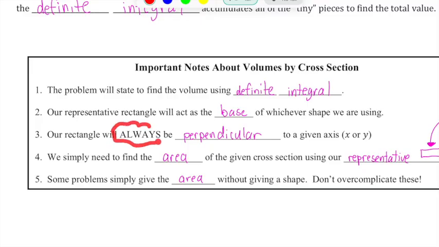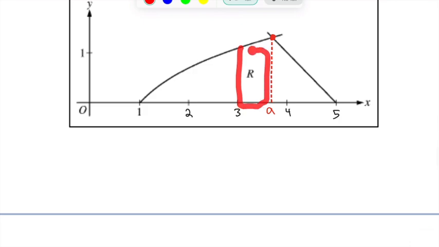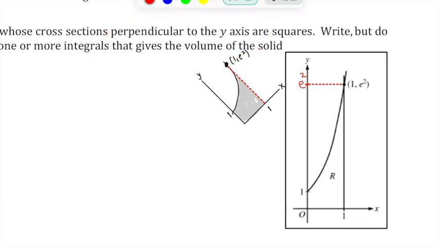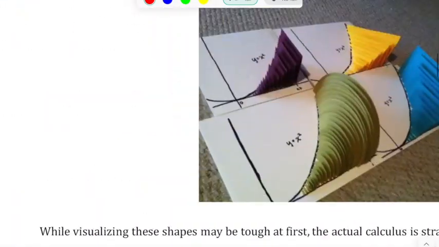Now, here is an important concept. In your problems, it's going to tell you that the cross sections are perpendicular either to x or y, and that is your hint on where your integration takes place. If you look at this, the cross sections are perpendicular to the x-axis, so we're going to integrate with x. Same thing here. But if you notice this one, it does even say that we are perpendicular to the y-axis. So when we do the cross sections, we're going to integrate with y on this one. So you do have to be mindful of that terminology.